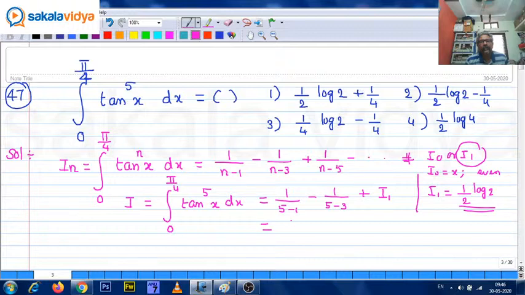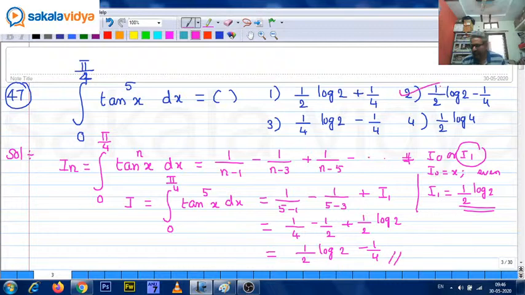This equals 1 by 4 minus 1 by 2 plus half log 2. So that means half log 2, and 1 by 4 minus half is minus 1 by 4. So the second option is the right option. 1 by 4 minus half, with LCM 4, gives 1 minus 2 by 4, which is minus 1 by 4. Understood now?